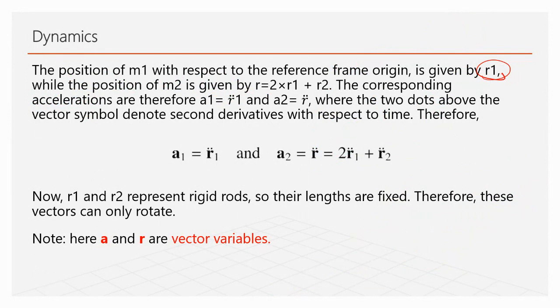Now R1 and R2 represent rigid rods, again, as I said, so their lengths are fixed. Therefore, these vectors can only rotate. So in this class, we limit ourselves to this two-dimensional robot.